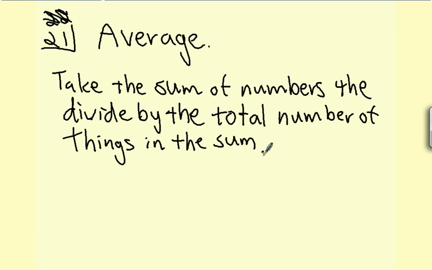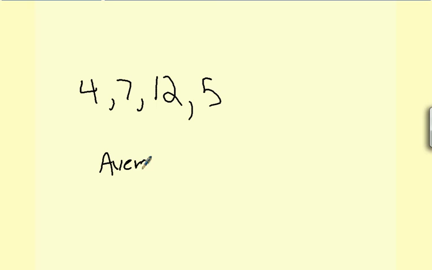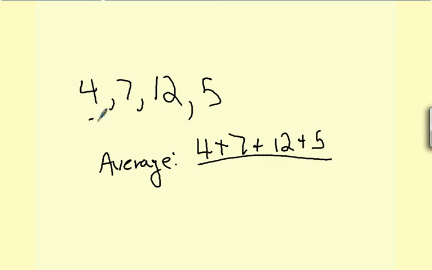Alright, so let's take an example. If I were to have, for example, 4, 7, 12, and 5. Alright, so that's 4 numbers altogether. The average would be 4 plus 7 plus 12 plus 5 all over 1 number, 2 number, 3 number, 4 number, 4. So that's 12, 24, 28. 28 divided by 4. So the average in this case equals 7.